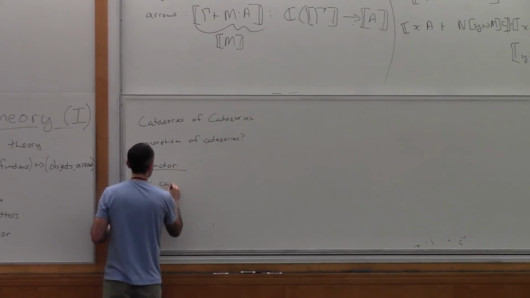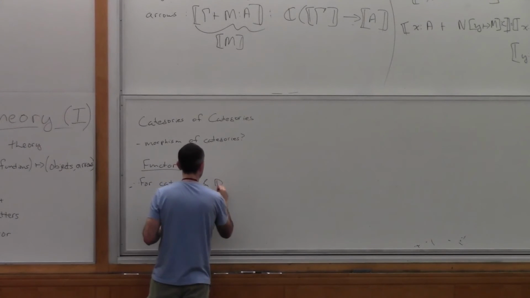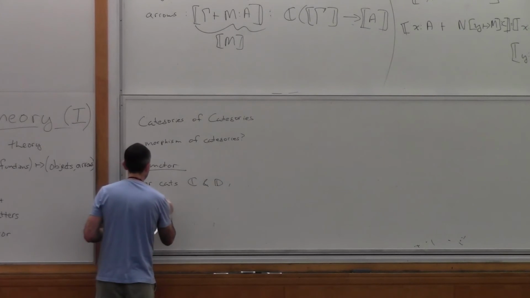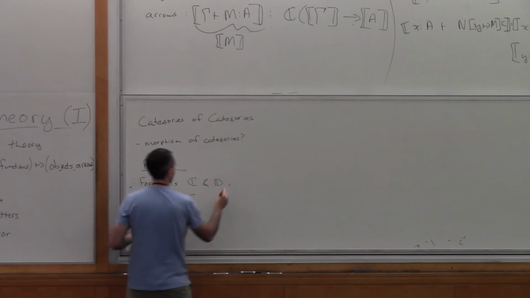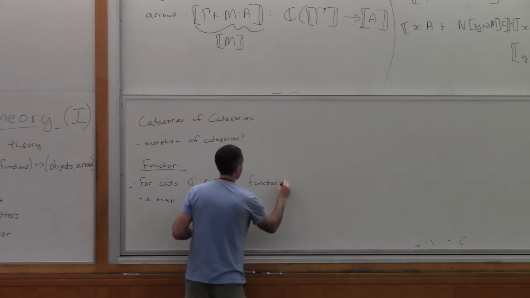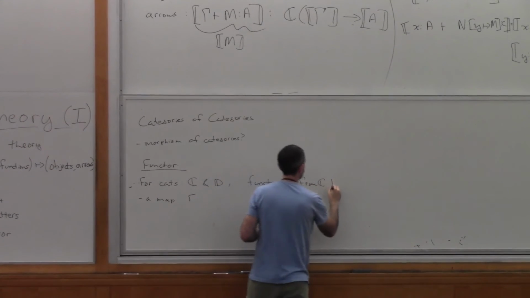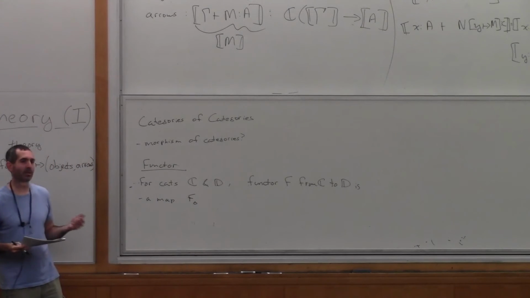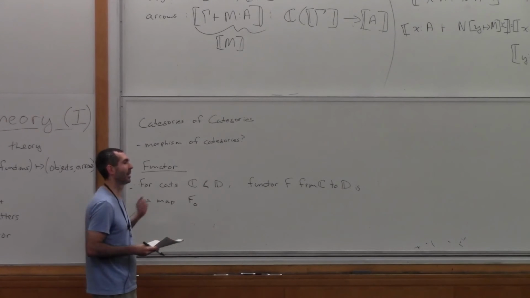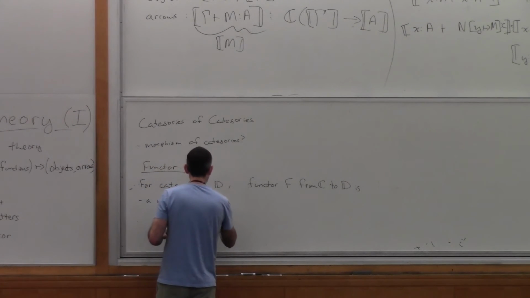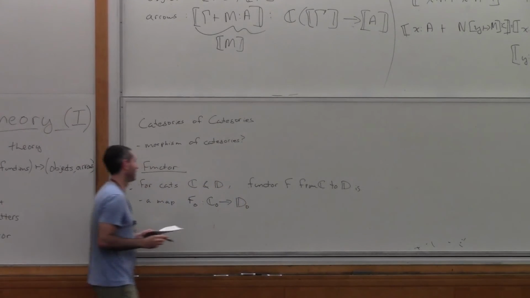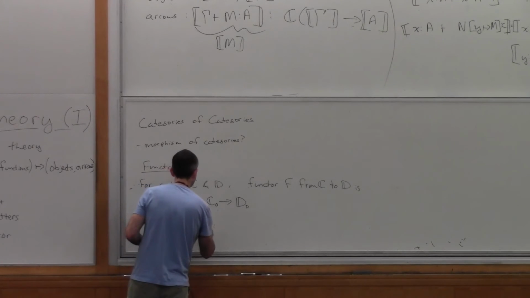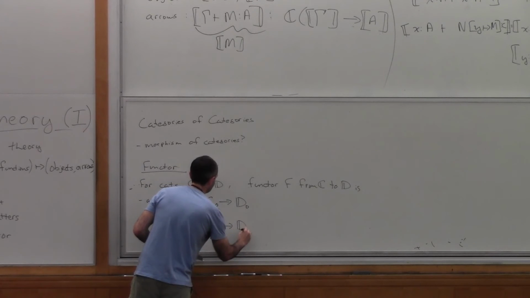So for categories C and D, a functor F from C to D is, first, we have an object map, F sub 0. Just like with the categories, where we said what its objects and what its arrows were, now we have to say how a functor acts on objects and how it acts on arrows. So this goes from the object collection of C to the object collection of D. And then we have an arrow map from the arrow collection of C to the arrow collection of D.